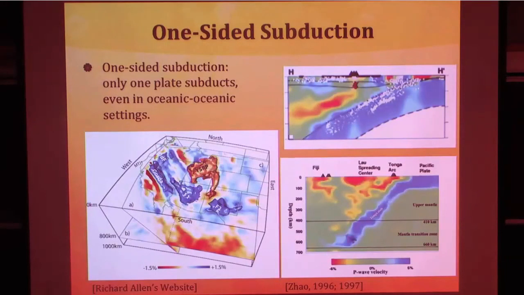First, let's start out with what I think is a fundamental observation about subduction on our planet. Subduction on Earth is one-sided. Now, this may seem obvious because this is what we see. This is what we're taught in our intro.